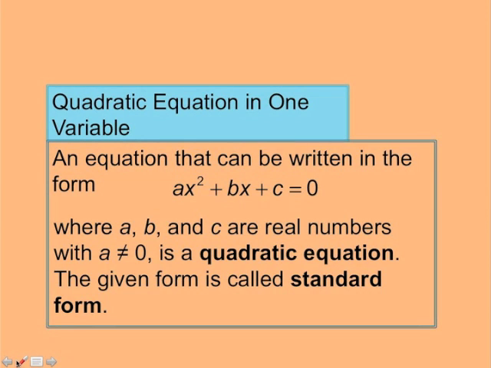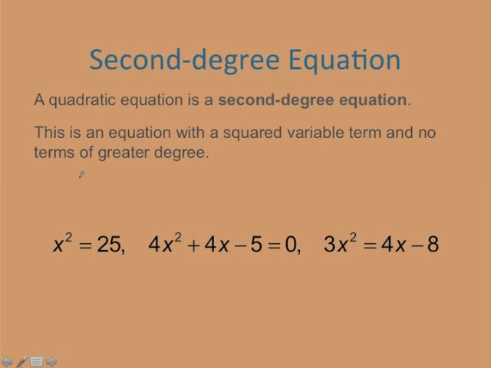Quadratic equations in one variable. An equation that can be written in the form ax squared plus bx plus c equals 0, where a, b, and c are real numbers and a is not equal to 0, is called a quadratic equation. This form, ax squared plus bx plus c equals 0, is standard form. A quadratic equation is a second-degree equation. This is an equation with a squared variable term and no terms of higher degree.